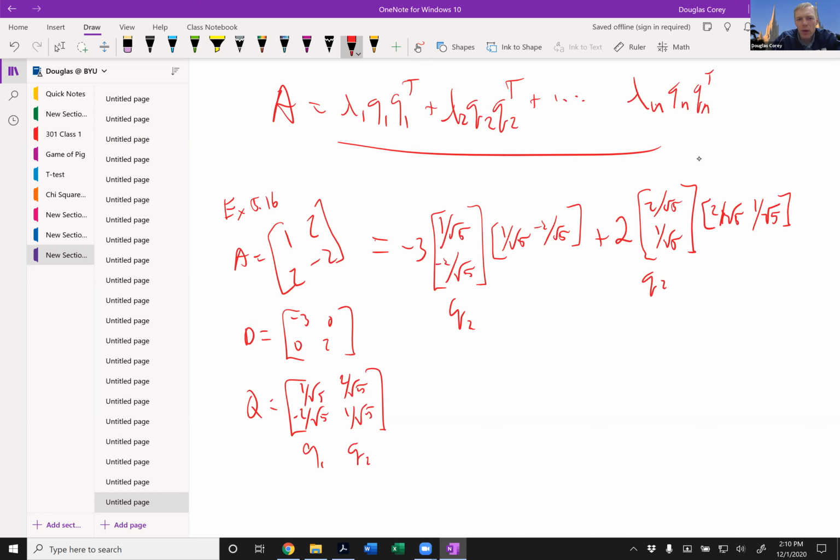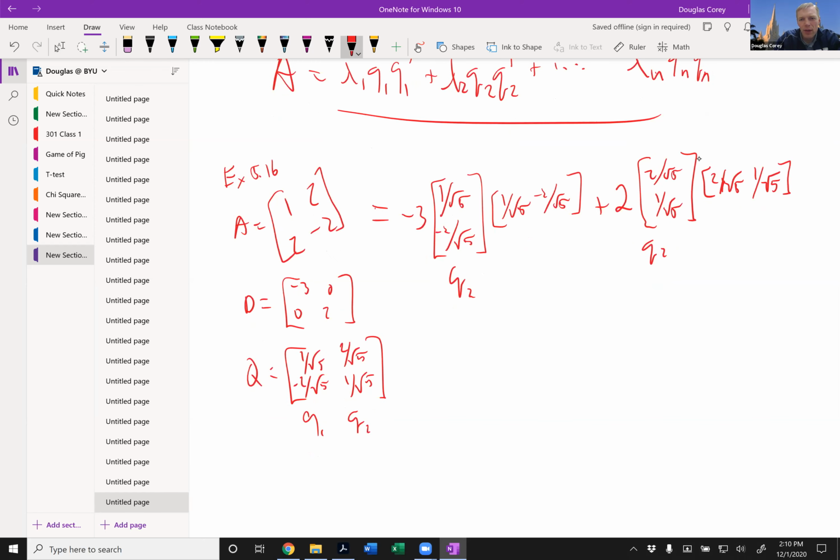okay, so A we can rewrite as this, and this is the spectral decomposition of A.